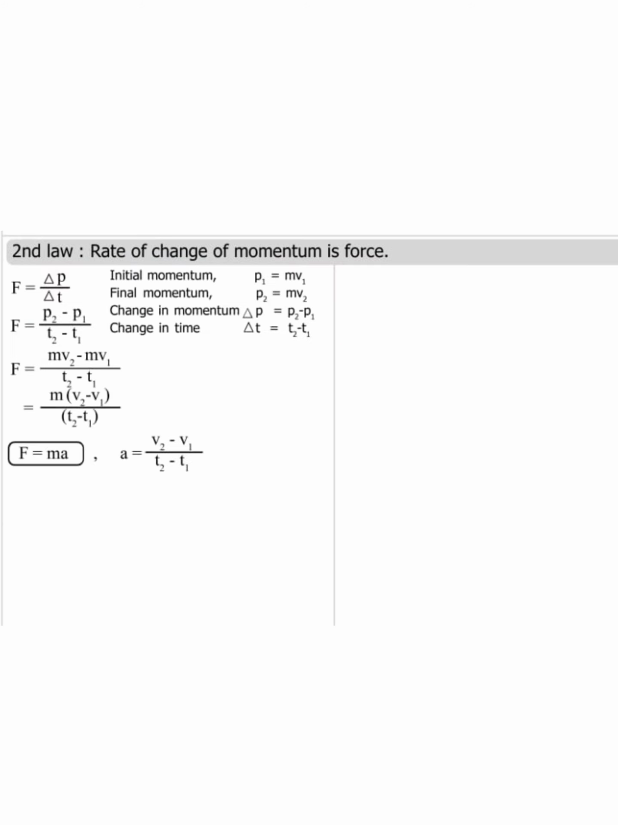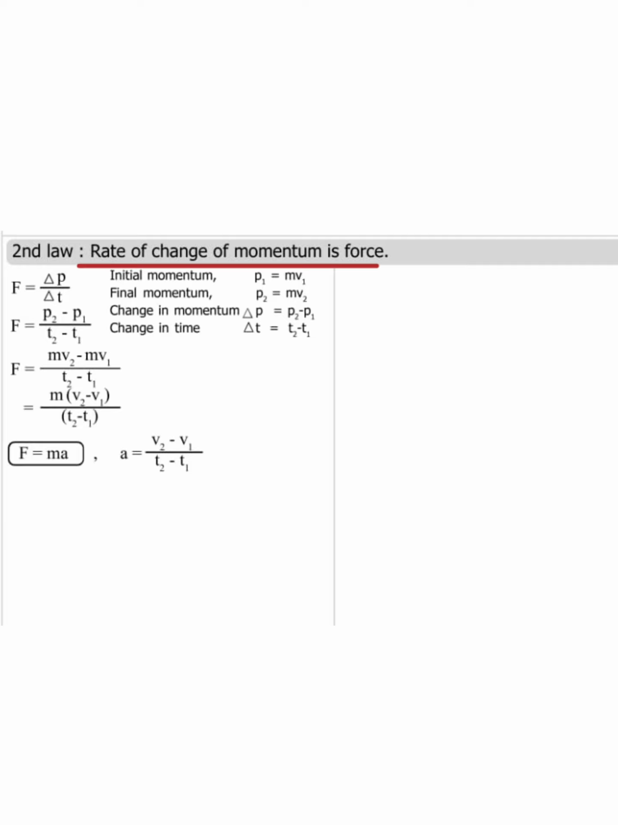Before going to Newton's second law, let us know about momentum, indicated by capital P. P equal to small m, small v, the product of mass and velocity. P equal to mv. Momentum. Now we will see the second law, which depends on momentum.